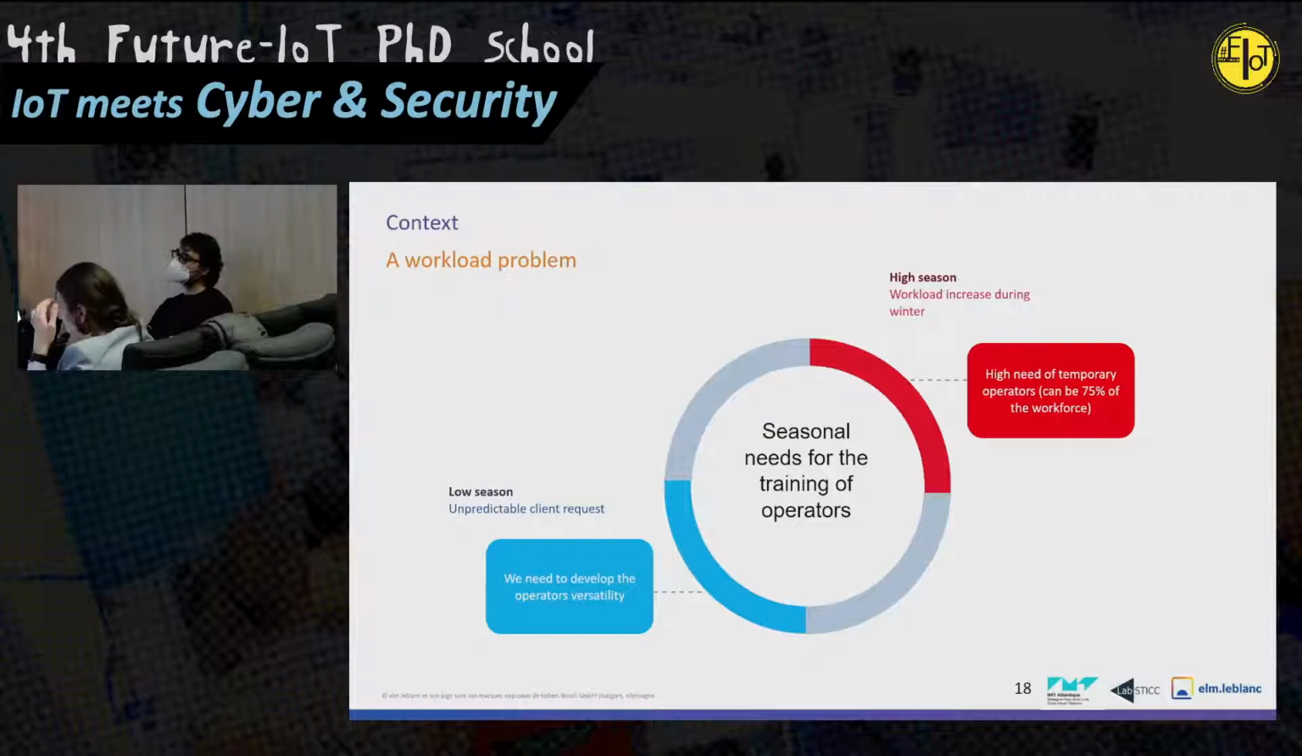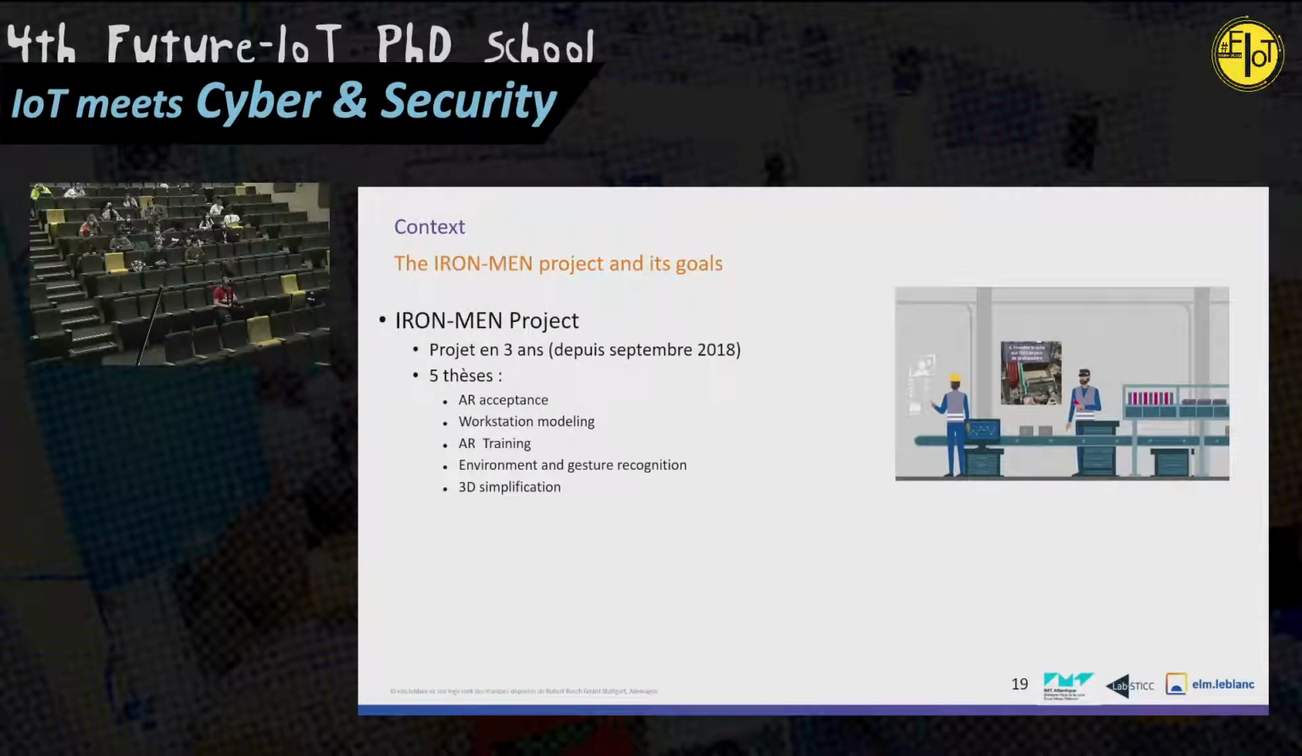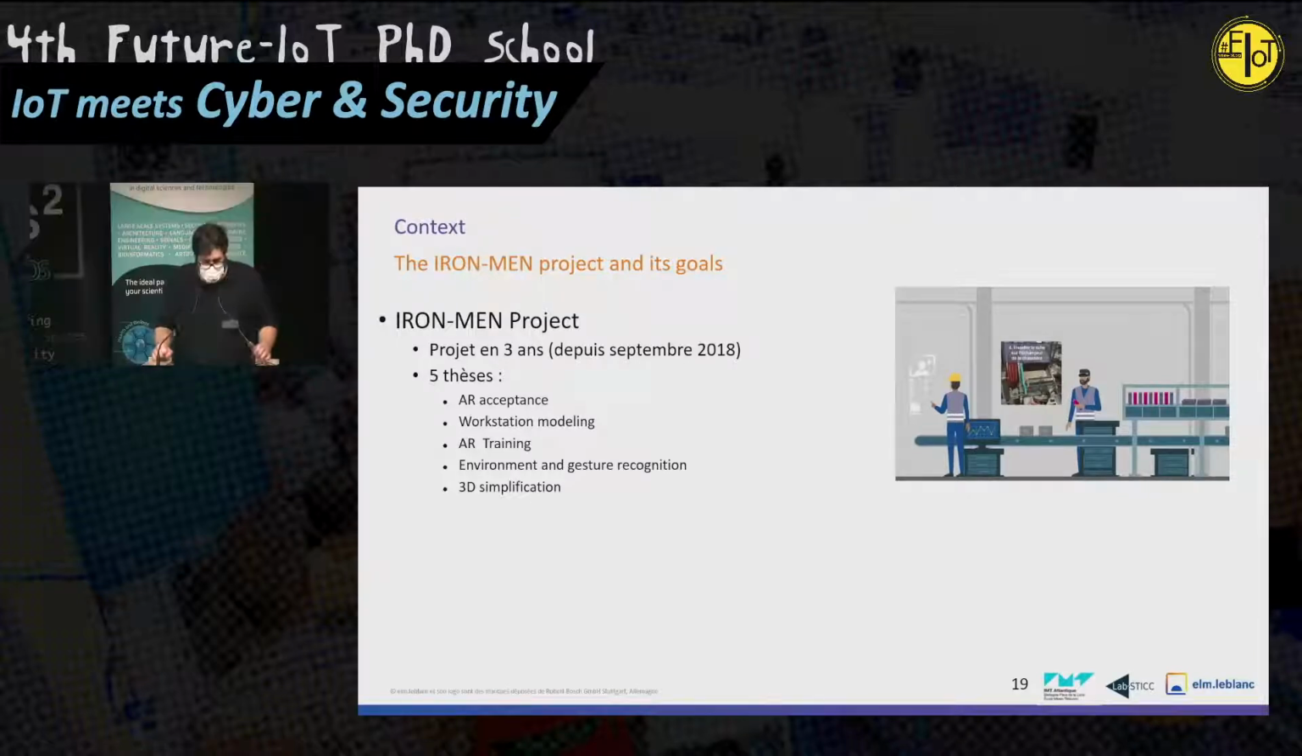So to answer these problems, we started the Iron Man project. It's a 3-year project with 5 PhD students. One is working on AR acceptance for the workers, to see if there is a problem with wearing an AR headset for a long time. One PhD on workstation modeling, so my part. One PhD on AR training, one on environment and gesture recognition, and one PhD working on 3D simplification.